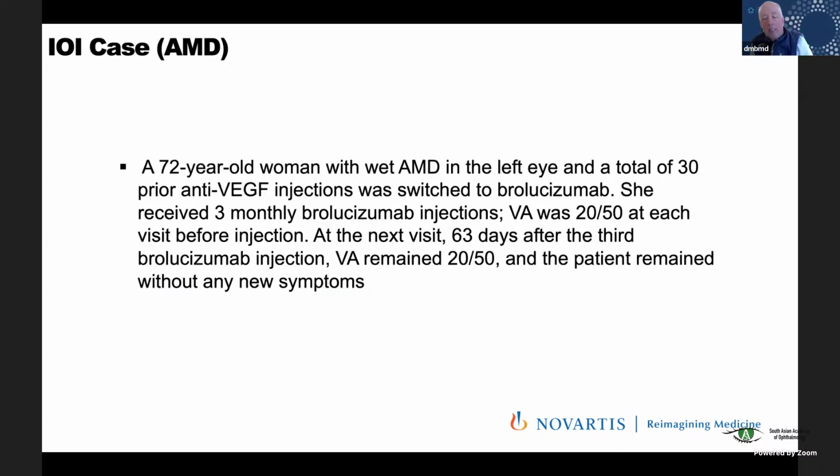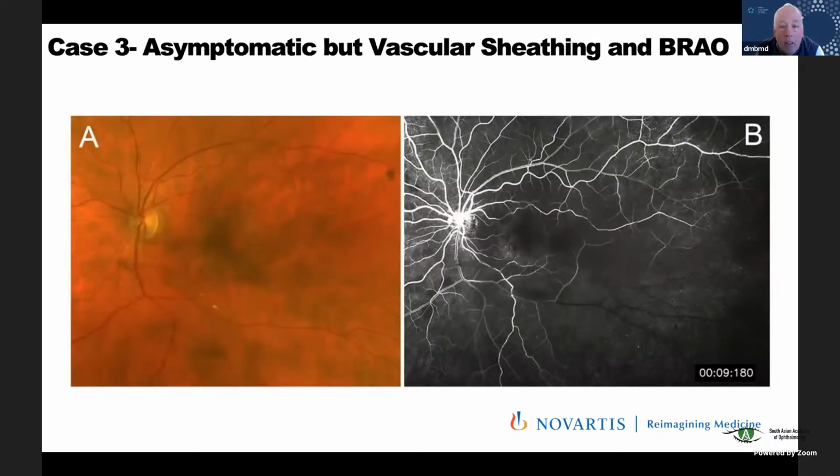Here's a patient of mine just to show you what to look for. This is not a DME case. This is an AMD case. 72-year-old AMD. She had had 30 prior injections before she was switched to brolucizumab. She received 3 brolucizumab injections. After, she remained 20/50, but her OCT was better. Here you see she has some vascular sheathing and a branch retinal artery occlusion.